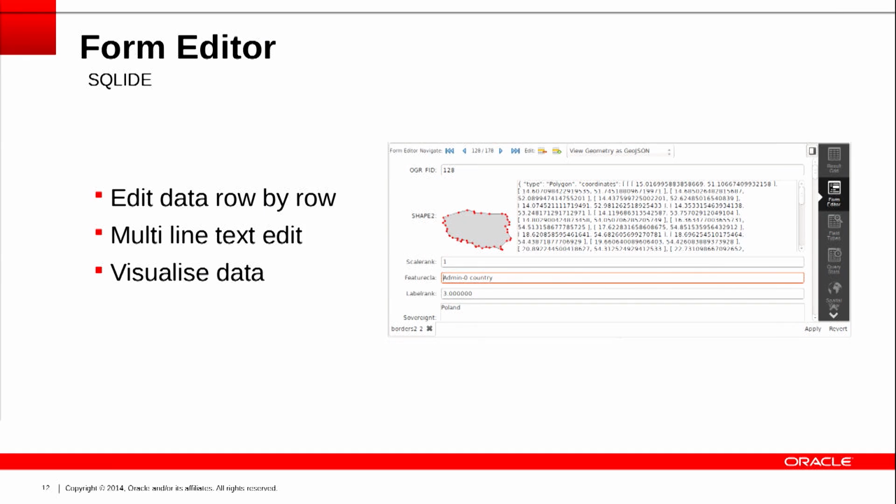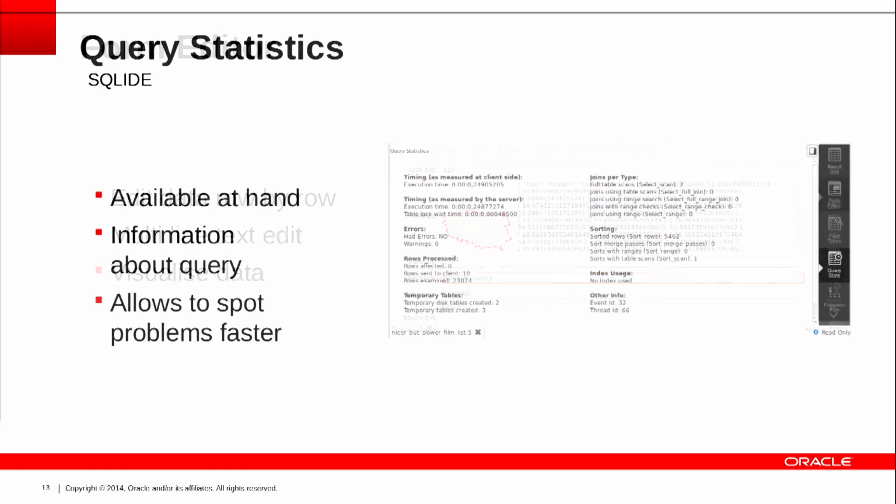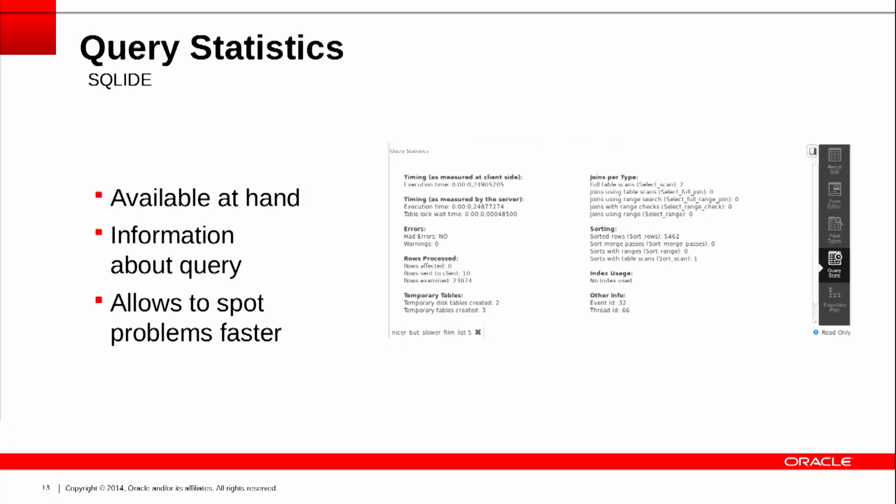Let's move now to the query statistics. Query statistics is something we need to check sometimes to see if the query is doing a good job, right? If the query is good. If the performance is dropping, we need to find out why. And before we start digging in, we can just take a look at this screen, and we get all the information about the query, right? And it allows us to spot problems faster.